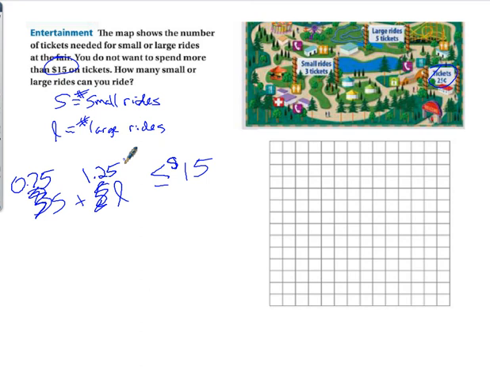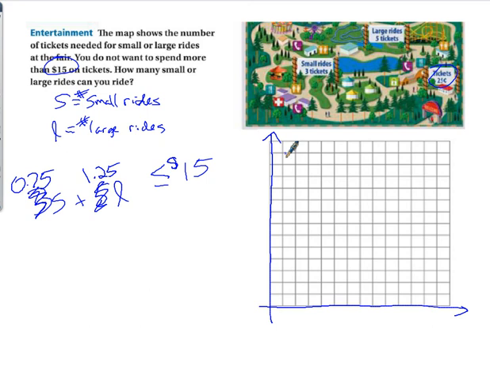Where should I put my origin here? Bottom left. Why? Yeah, we're never going to write a negative number of rides. So here's my origin. And now this is a graph, so we need to figure out what goes on the horizontal axis and what goes on the vertical axis. In this case, does it necessarily matter? Does the number of large rides that I ride dictate the number of small rides that I ride? Or vice versa? No, it doesn't. So I can put whatever I want on either axis on this problem.